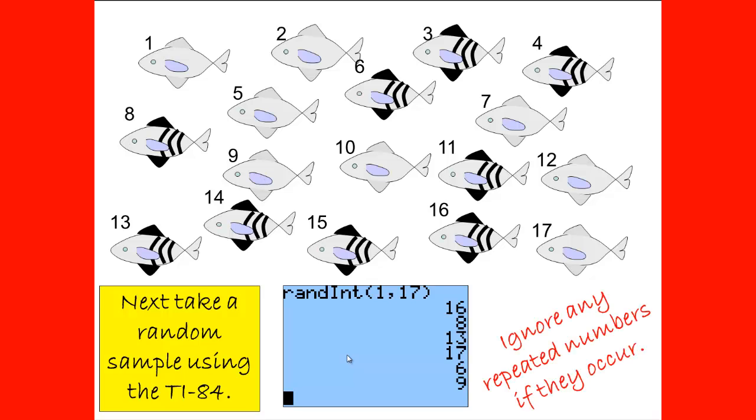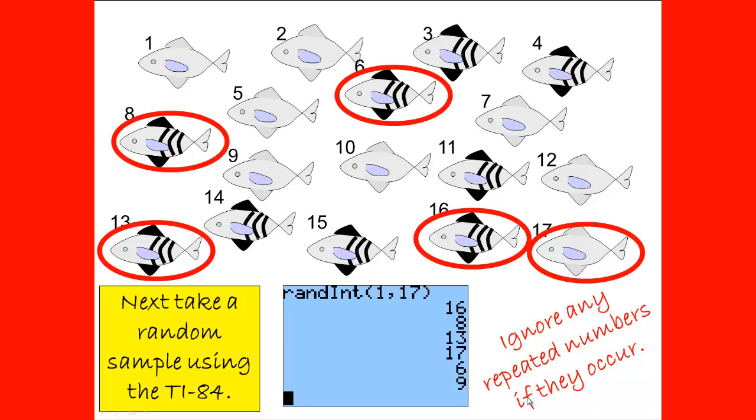Again, remember that you will not get these exact same numbers that Mrs. Borlaug got if you try this on your calculator. Also remember that I do have a video explaining how to do random samples that you can go back and watch if you need some help with this. After you have done that, you can circle the fish that you got for your random sample.